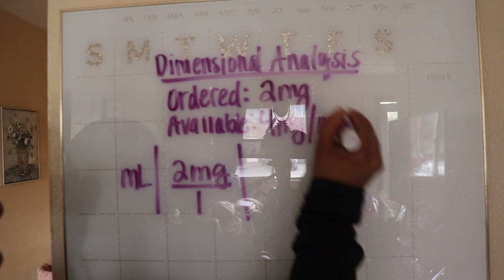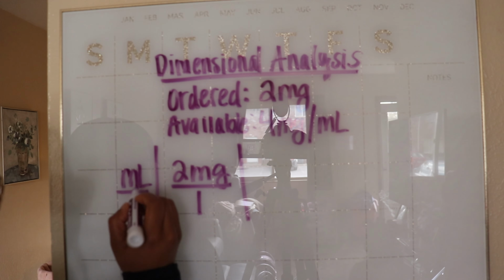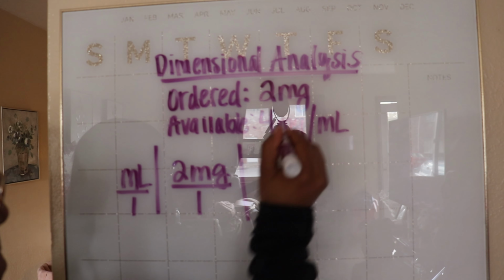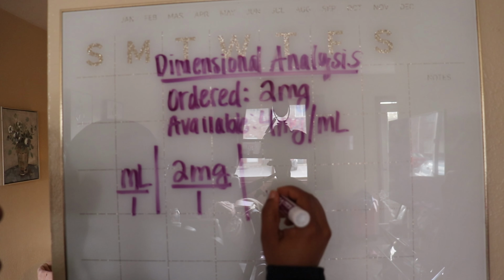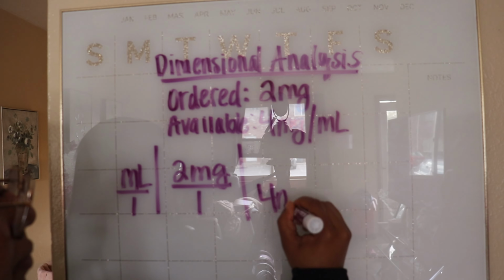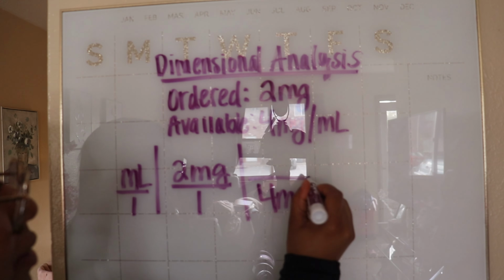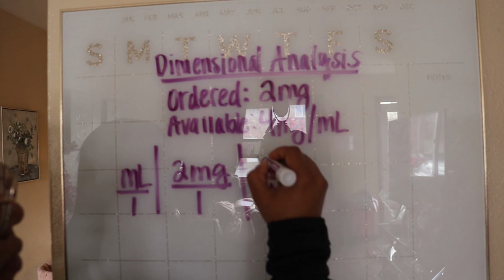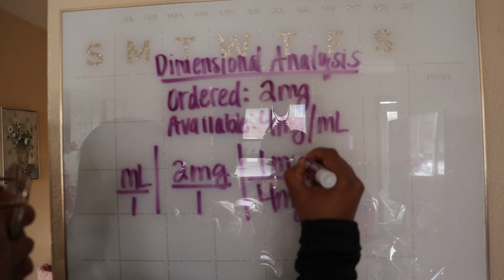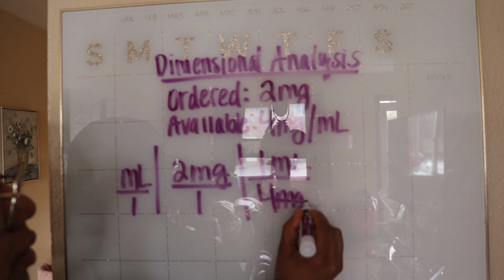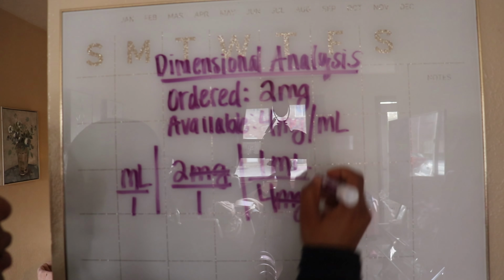And then we're going to follow up with what's available. Because we want to cross those mgs off, since we only want to end up with the mLs, we're going to make sure that the 4 mgs is at the bottom so that it is diagonal to what's ordered. And then we're going to put that 1 mL at the top just so we make sure we're lining everything up properly. We got the mL at the top and the mgs cross off perfectly.